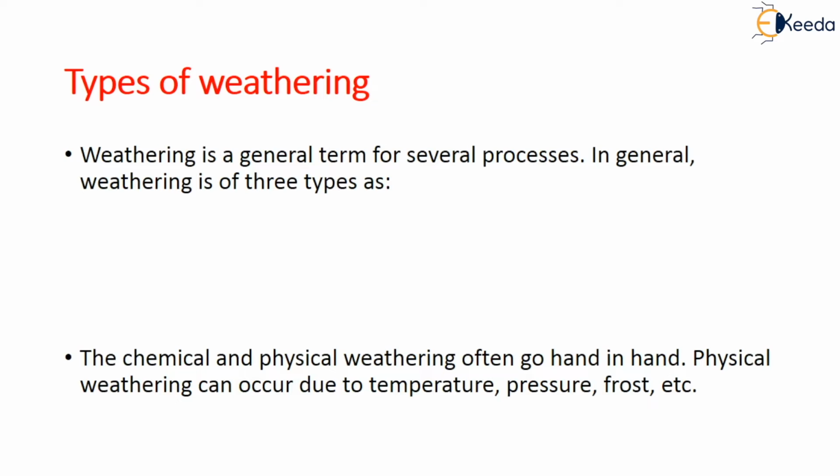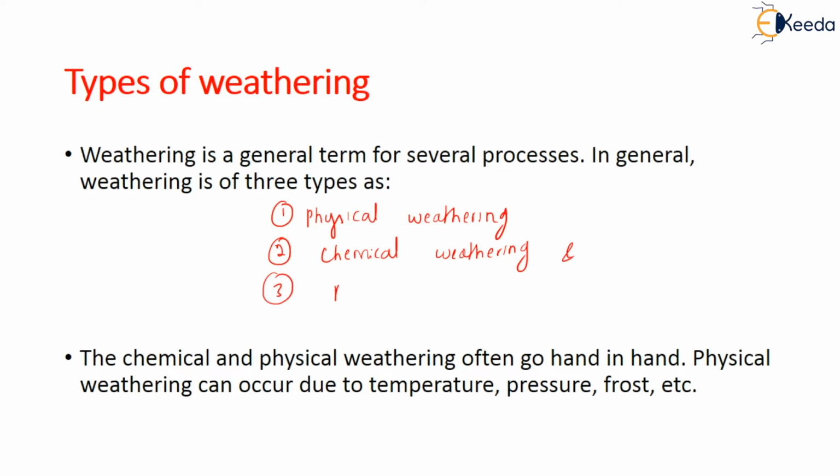Coming to the types of weathering. Generally, it is a general term for several processes. Let us see. In general, there are three types of weathering. First one is physical weathering, chemical weathering, and biological weathering.